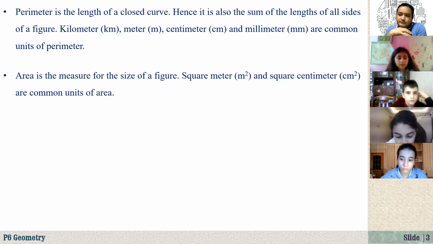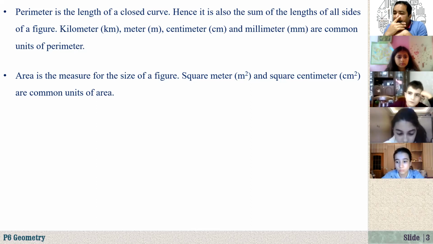Meter, centimeter, millimeter, kilometer. Here we are saying that kilometer, meter, centimeter, and millimeter are common units of perimeter.